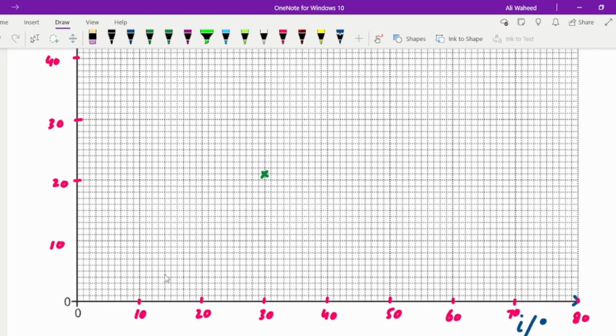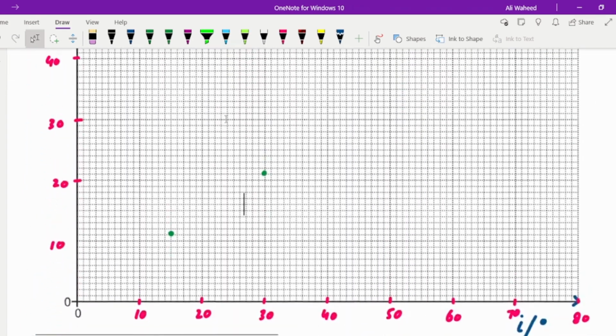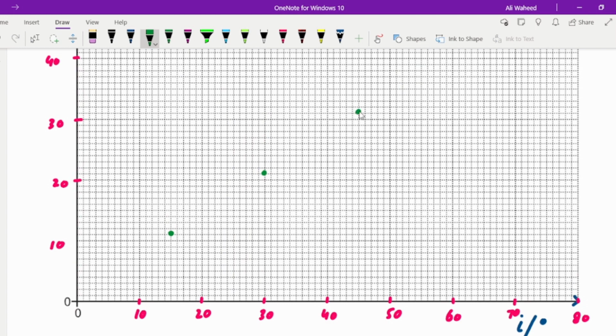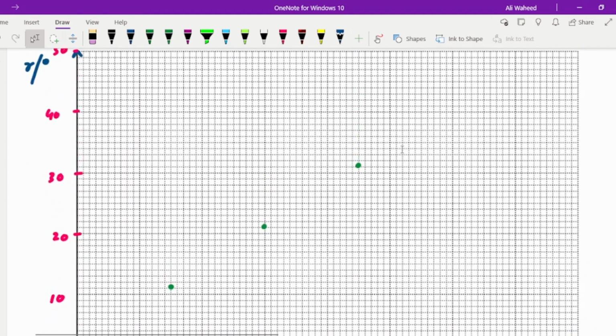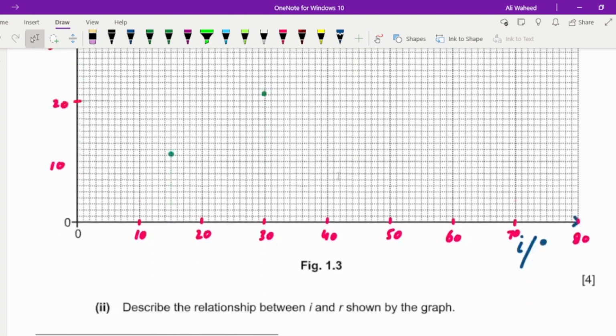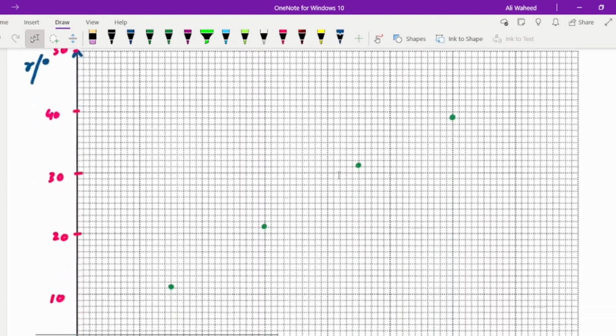11, 12, 13, 14, 15. And here, then we have 45 against 31. 45 against 31 would be over here. And then we have 45 against 31. 60 against 39. 60 against 39 would be over here, one line below 40. Then we have 75 against 45.